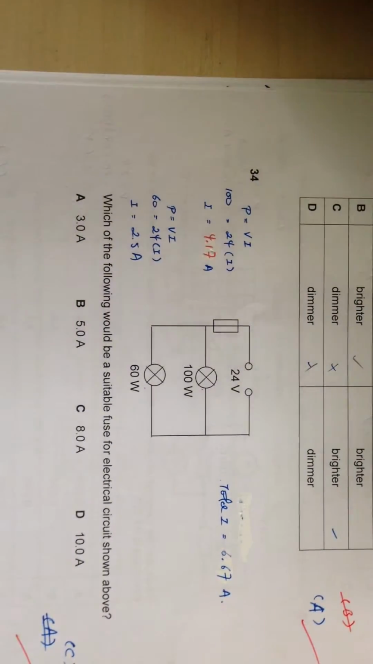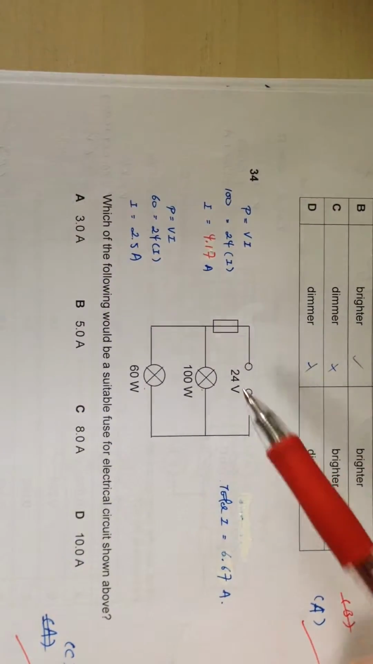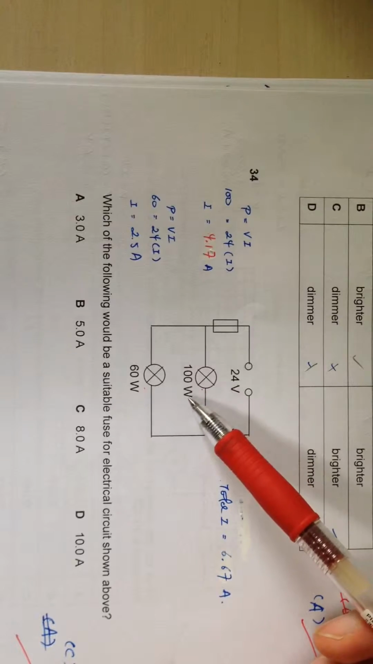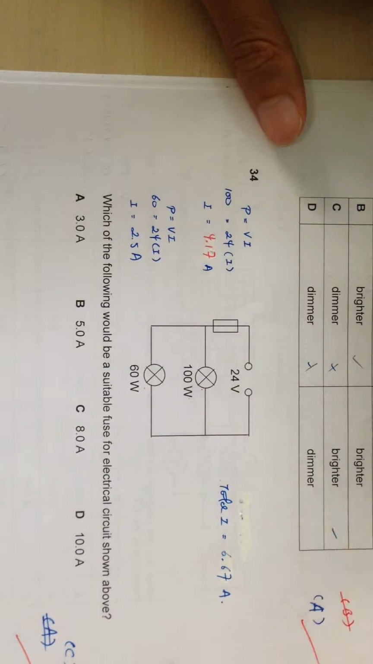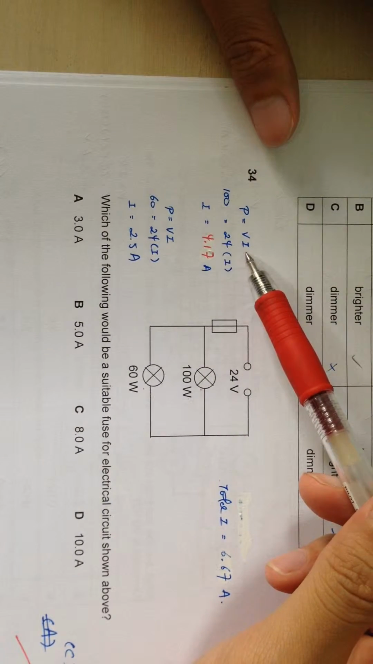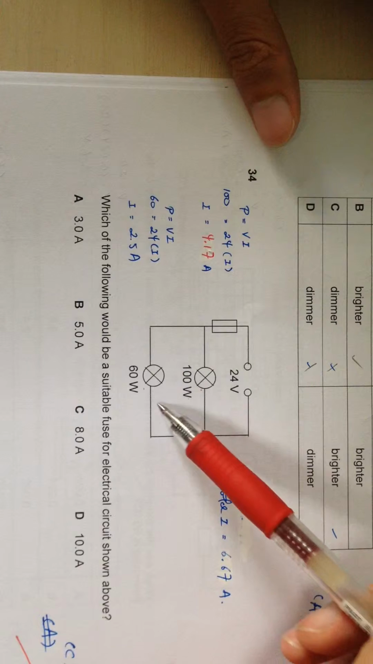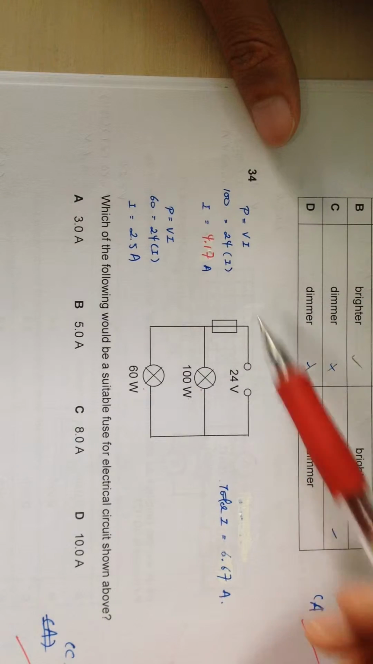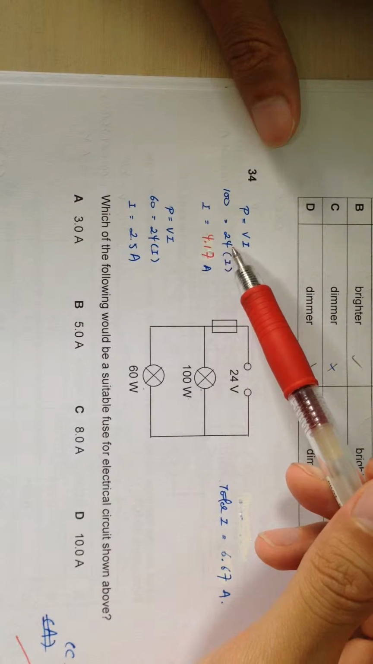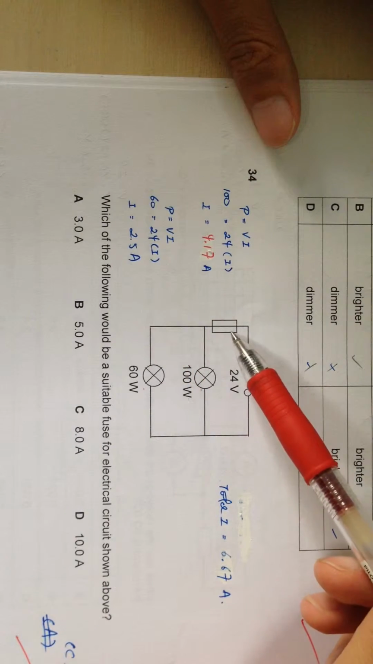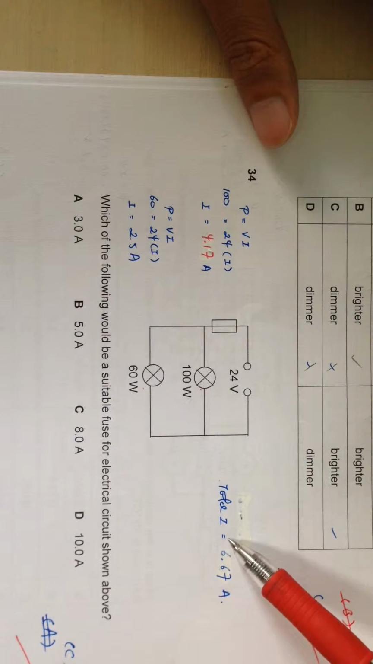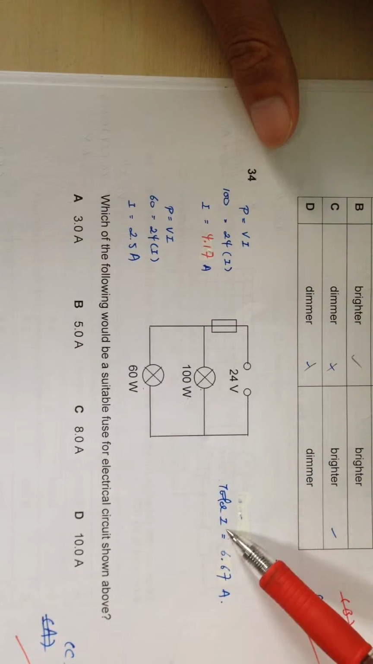Okay, question 34. Question 34, you have to be very careful. This is your power, it's not your resistance. So what you need to do is use your P equals VI formula. You know that these two are connected in parallel to the battery, so you know it's going to be 24 volt. So with this, you can find out what is your current. So your fuse is here. So add together, you have your total current here. You know that your fuse must be bigger than this. Option C.